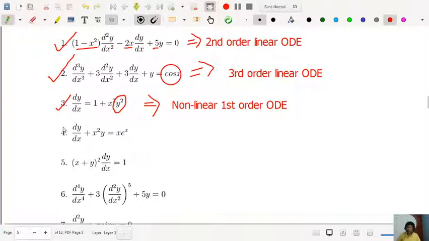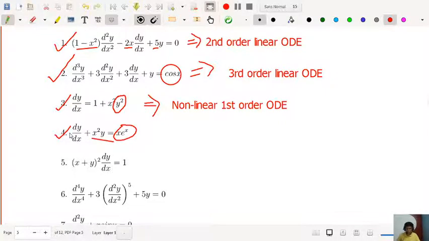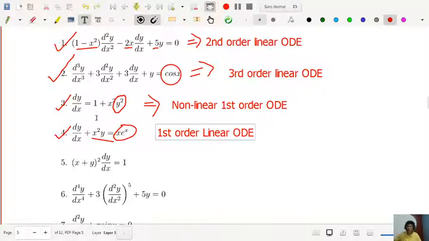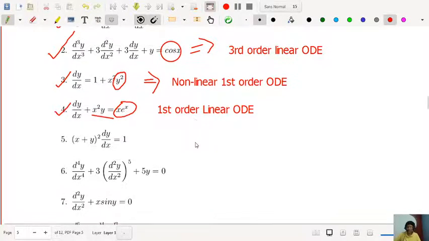Now let's come to the next one, fourth one. The coefficients are all functions of x. Look at that, the coefficient of y is a function of x, and the dy derivative coefficient is 1. So again it is a first order linear ODE. Let me write, it's a first order linear ordinary differential equation. Okay, this is a first order linear ordinary differential equation.